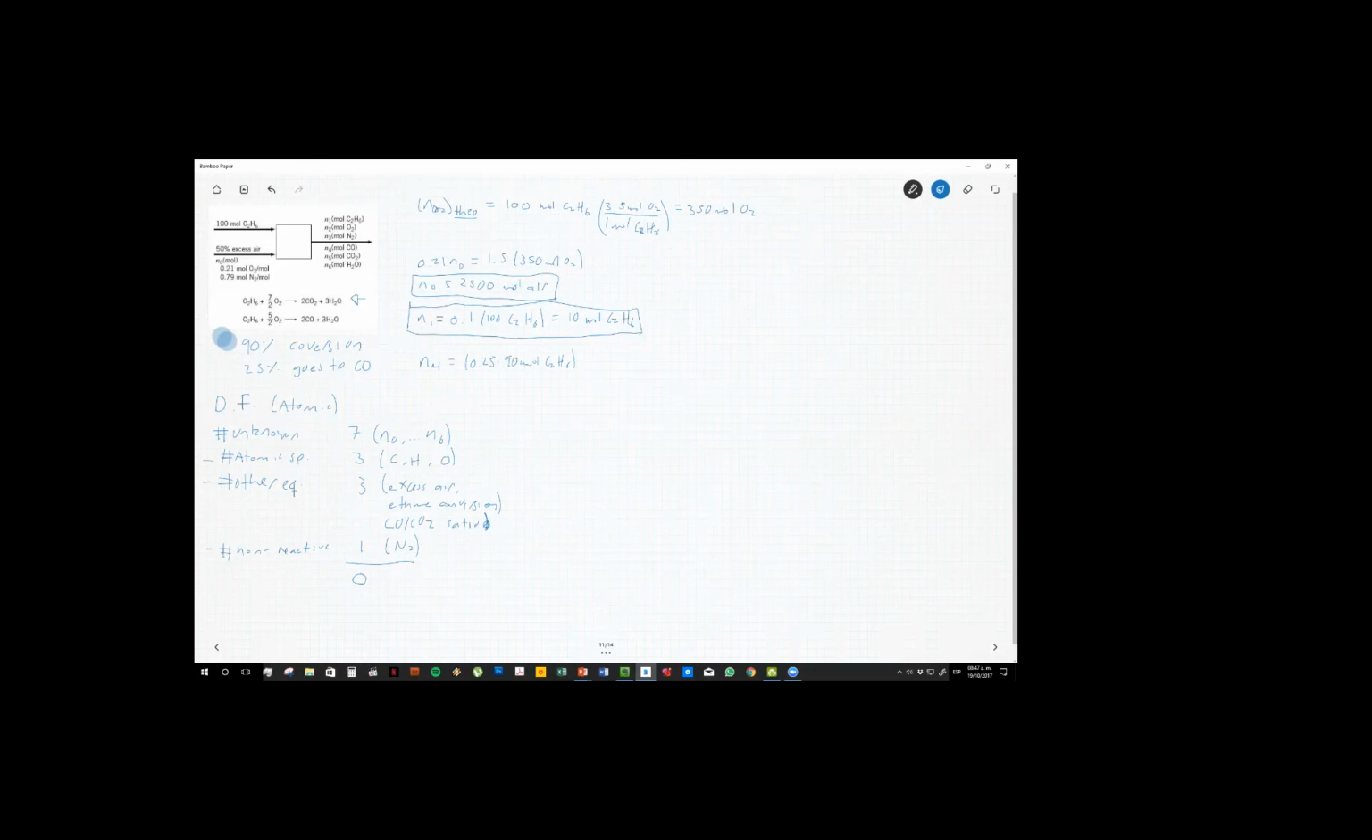Well, we use the stoichiometry of the reaction, right? We have that for each 1 mole of ethane, 2 moles of CO are created. So we write down exactly that: 1 mole of C2H6 produces 2 moles of CO, carbon monoxide. And that gives us that N4 is equal to 45 moles of CO, right?